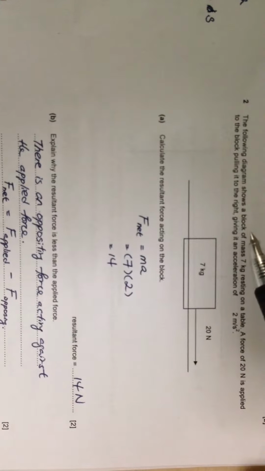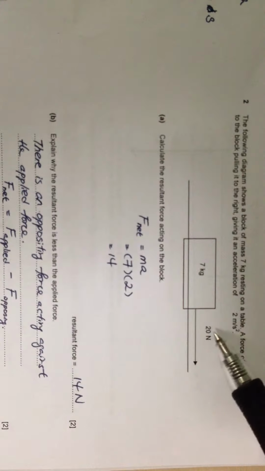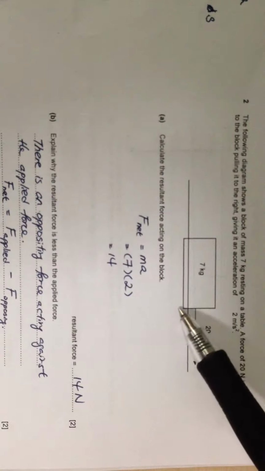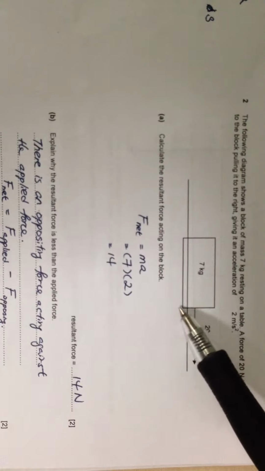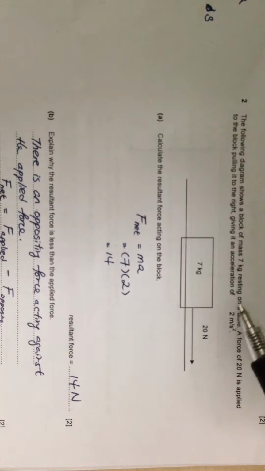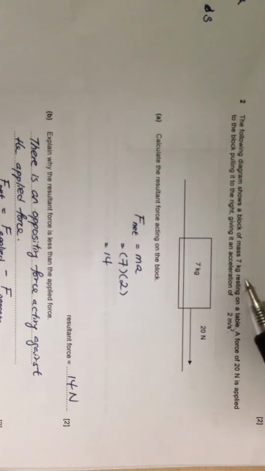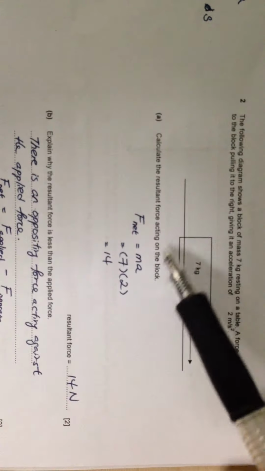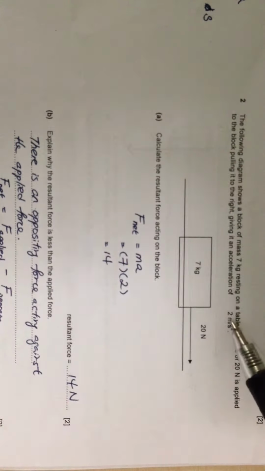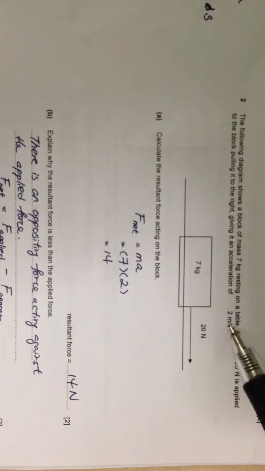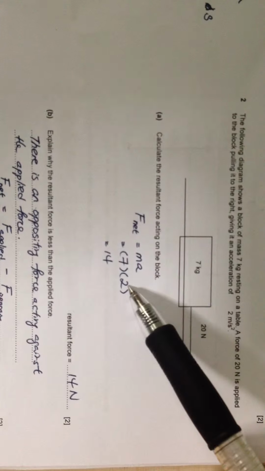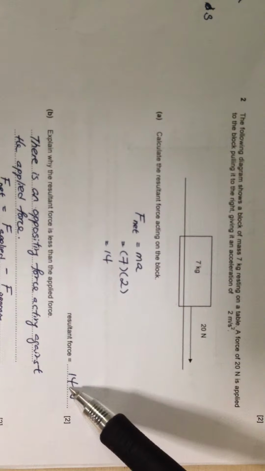So if you look here, they tell you that this block, okay, there's a printing error here. The line is supposed to be at the bottom. So they didn't tell you really whether there is friction or not, but they gave you the acceleration value. So just use your Newton's second law, plug in this 2 meters per second square here, and you'll be able to find the net force, which is 14 Newton.